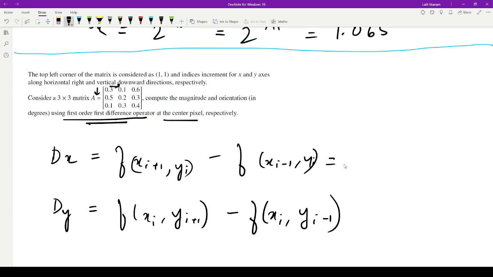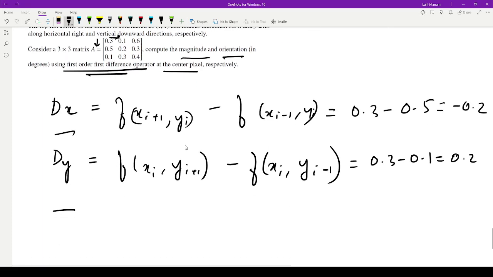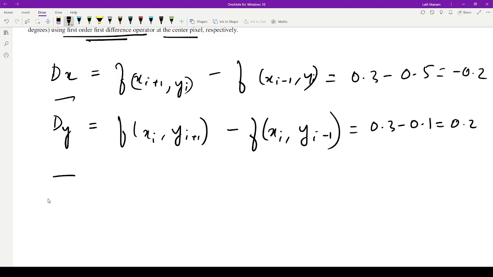So we'll just place the values here. dx is 0.3 minus 0.5, which is minus 0.2. Here dy is 0.3 minus 0.1, which is 0.2. Given these two things, we need to find the magnitude and orientation. Orientation is just the angle. How do we find it? Orientation is the angle made with the x-axis.